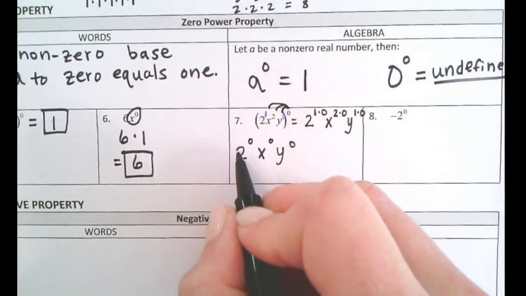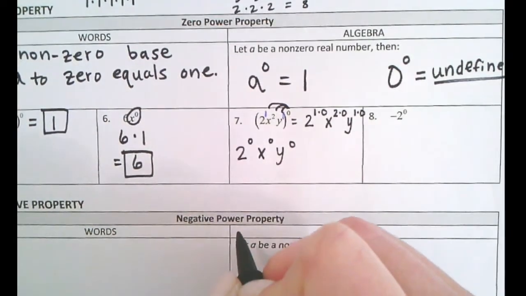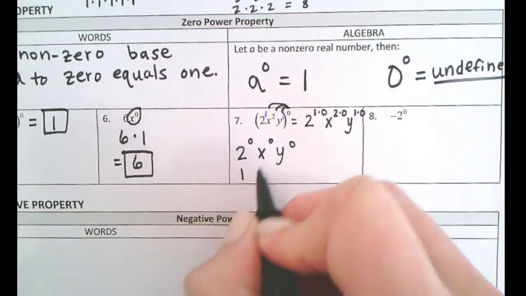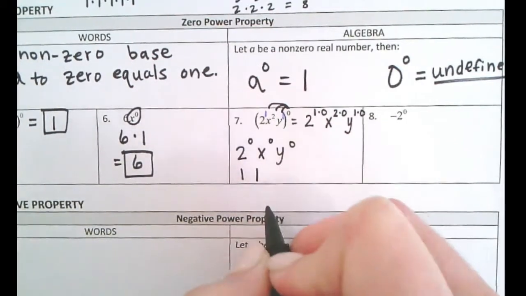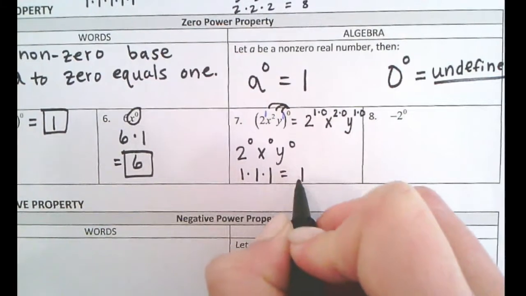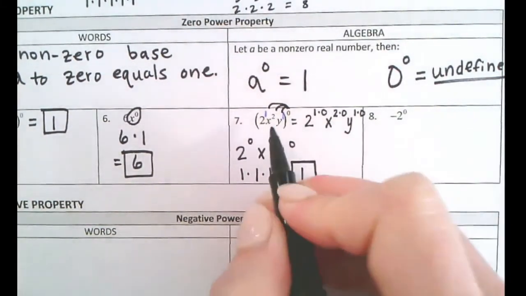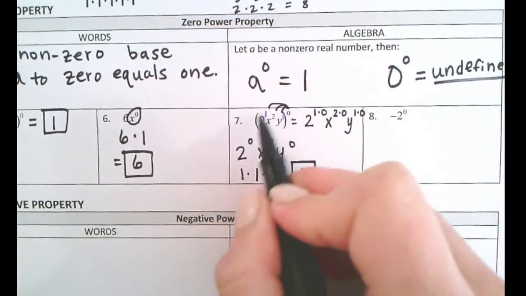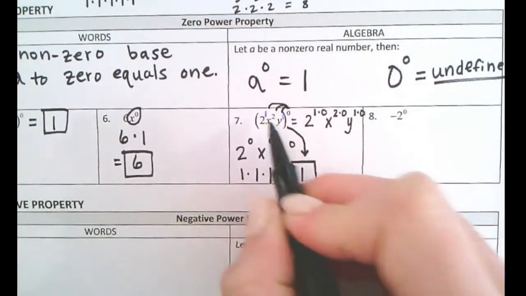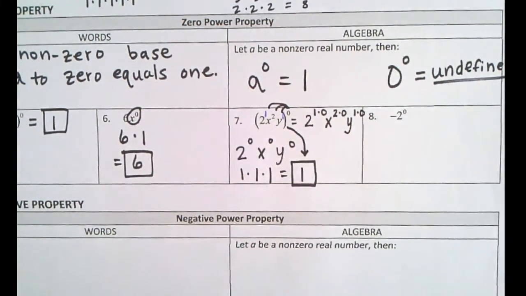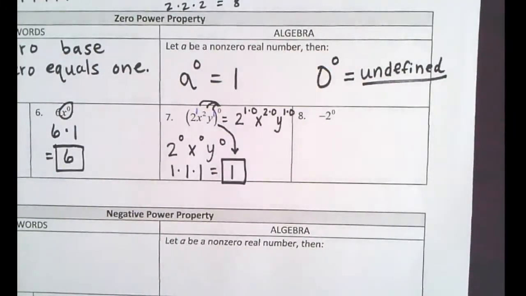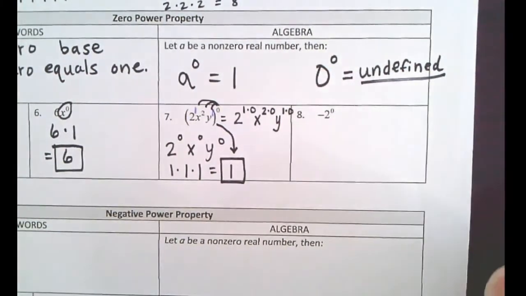Well, we just learned any number raised to 0 is 1. So 2 to the 0 is 1, x to the 0 is 1, and y to the 0 is 1. 1 times 1 times 1 equals 1. Or you could see this entire thing raised to the power of 0 and jump straight to the fact that anything raised to the 0 power equals 1. Our last one on here is negative 2 to the 0 power.